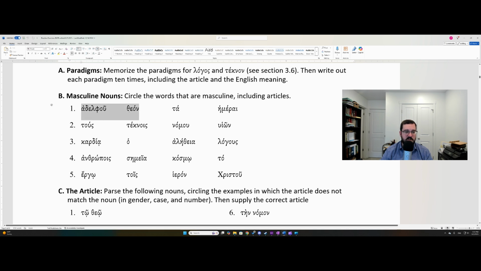In our first line, we've got 2. In our second line, we've got 3. Now we have row 3: cardia, ha, aletheia, lagos. Well, this one should be pretty easy right away. We can knock out 2, right? We know cardia, there's our dative feminine singular. Aletheia, our nominative feminine singular. Those are both feminine. We know they're not right.